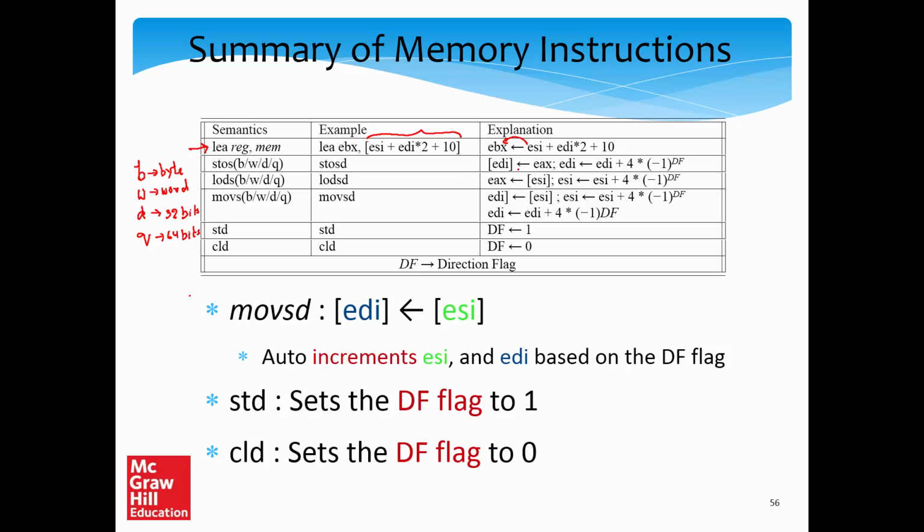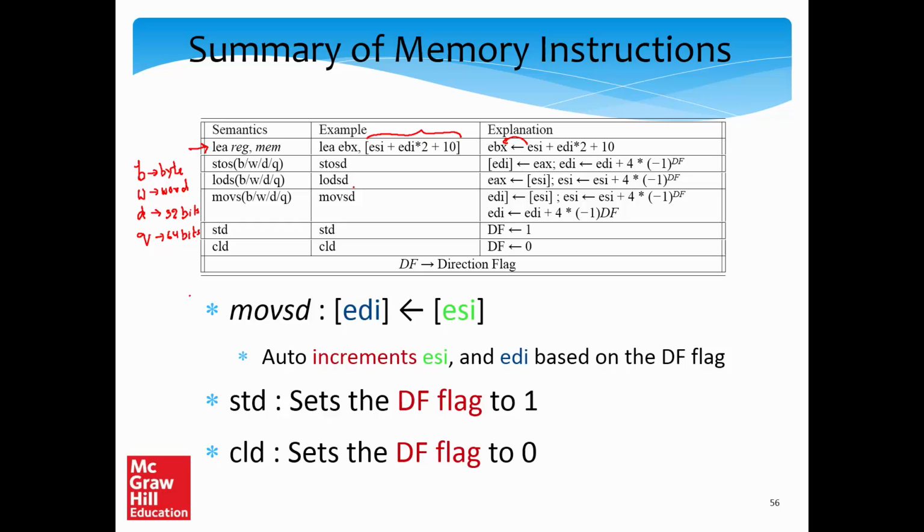So what does this do? Essentially, it reads the value in EAX, saves it in the memory location stored in EDI. Subsequently, it augments EDI. It sets EDI equals EDI plus 4 times minus 1 to the power DF, where DF is the flags bit. So if DF is 0, this is EDI plus 4. If DF is 1, it's EDI minus 4.